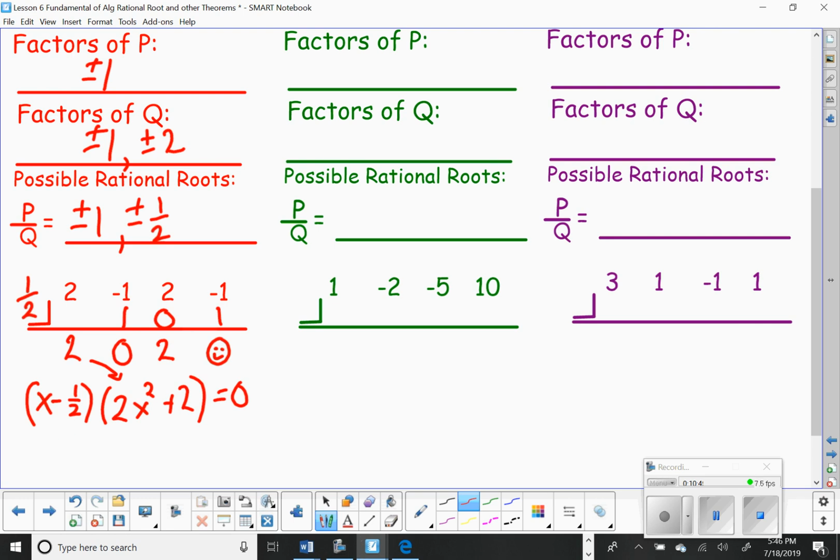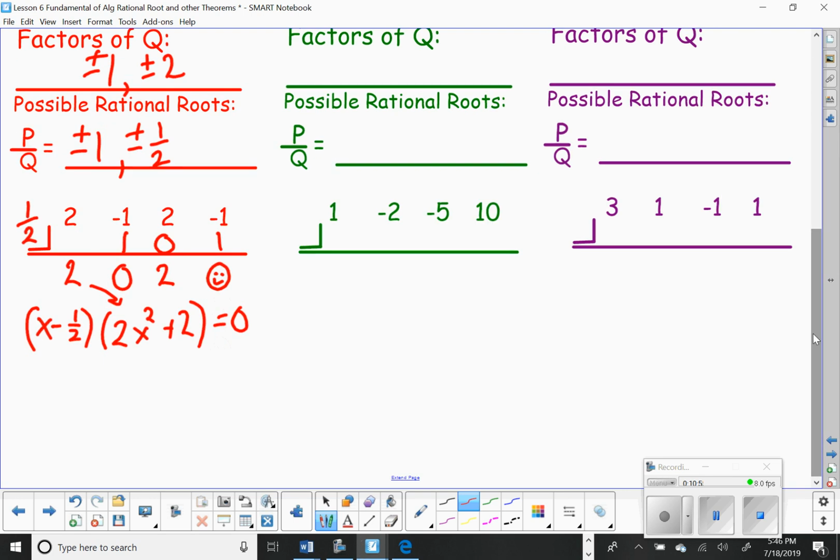Now here, if all I'm doing is solving, I can say that x is equal to 1/2. If I'm looking for the factors, I want to rewrite this as 2x minus 1. And then this is 2x squared plus 2, or you could factor out the 2. Now, x is equal to 1/2 over here.